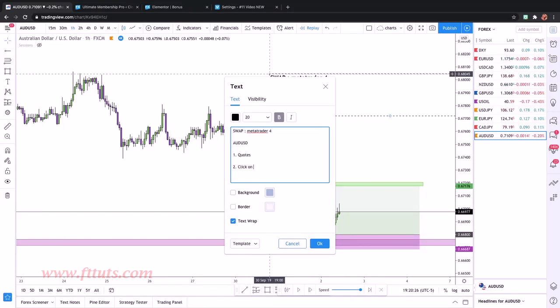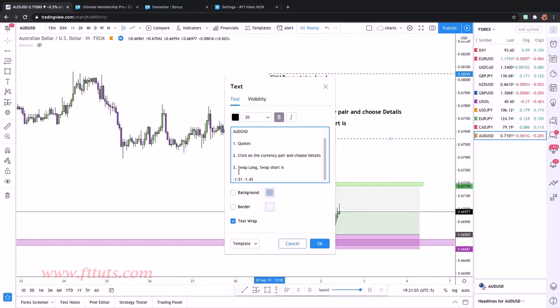click on the currency pair and choose details. It'll tell you what swap long and swap short is. For my broker at least, it's negative 1.51 for swap long and negative 1.45 for swap short. So basically what this means is when you're going long and you're holding it over the day.